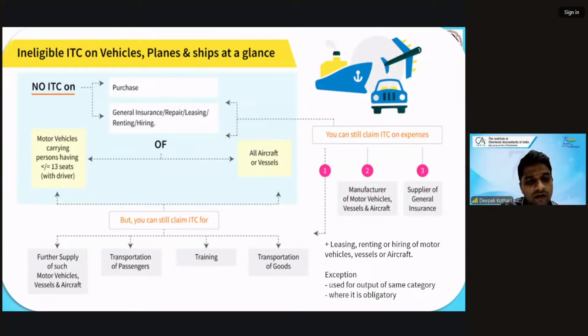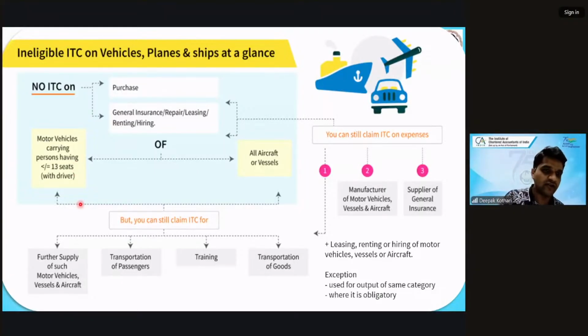Can I claim ITC on an auto? You cannot claim because it's a motor vehicle. All motor vehicles. Can I claim on a two-wheeler? I cannot claim on a two-wheeler. I cannot claim on an auto because if you're buying it for your personal purpose, you cannot claim it. But the auto driver, he's buying it, he can claim it.